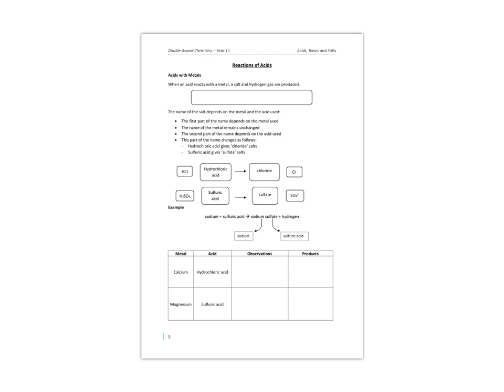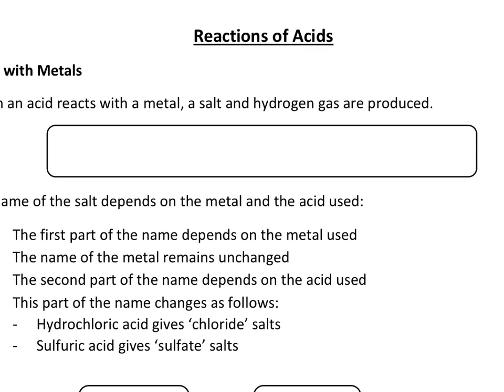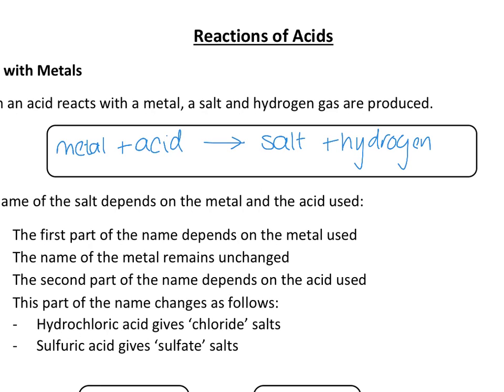Yesterday we started to look at the reactions of acids, beginning with the reactions of acids with metals. And what we said was that when a metal reacts with an acid, we always produce a salt plus hydrogen. The name of the salt will depend on the metal and the acid that we use, but hydrogen will always be a product. It'll always be hydrogen gas that we give off.